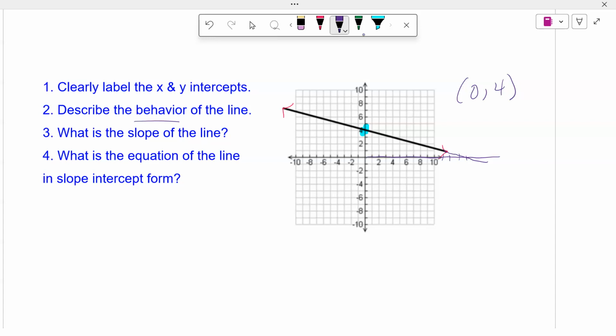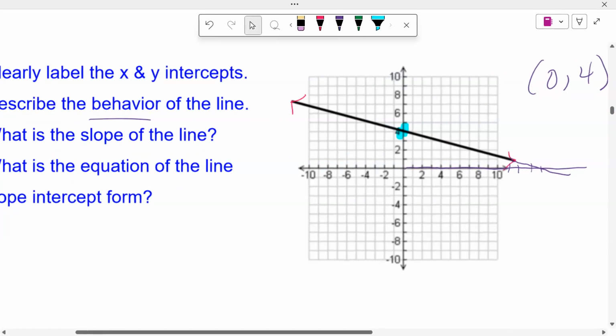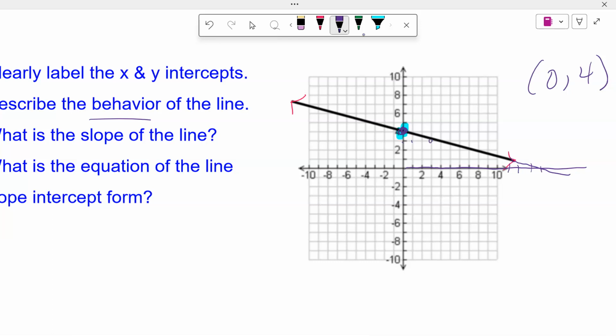Describe the behavior. What that means is, is it increasing or decreasing? And hopefully you would agree this is a decreasing line. And it also helps sometimes to find the slope. So if I pick a random point, and that's a good one, looks like I go down 1, right 1, 2, 3. Let's see if that pattern continues. Down 1, right 1, 2, 3. So it looks like this is a slope of down 1, right 3, or -1/3. That should probably be our slope.